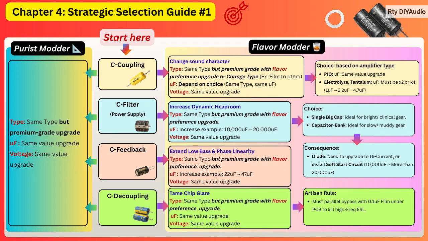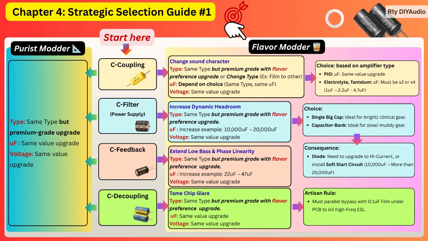Welcome to Chapter 4, Strategic Selection Guide, Part 1. To eliminate any blind experimentation, you must first define your modification philosophy. Start right here at the front gate and split your path. On the left flank stands the ideal Purist modder. Your absolute law is zero coloration, upgrading components to the exact same capacitor type while replacing generic factory parts with premium, ultra-precision, low-loss upgrades. On the right flank stands the flavor modder.